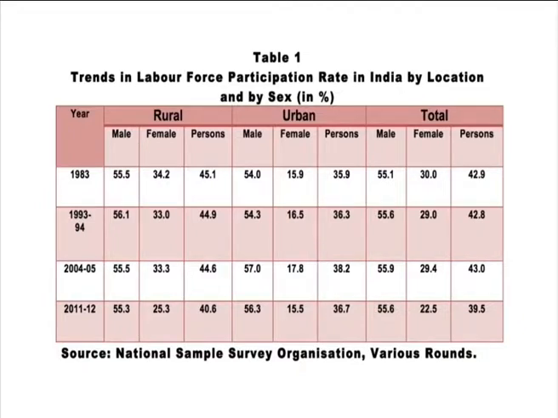The rural-urban breakup of the labor force participation rate shows that it is higher in rural areas than the urban ones. But it can be further seen that for males, the labor force participation rate in urban areas has been higher than their rural counterparts, especially since 2004-05. However, during this period, the fall in labor force participation rate for urban males is a bit higher than that of rural males.